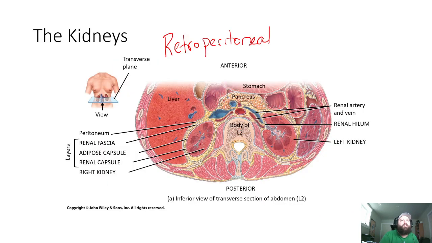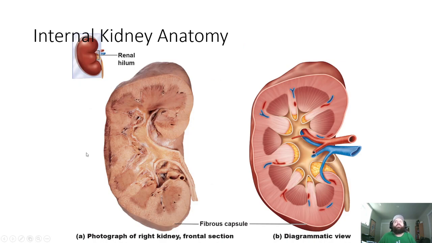And by the way, I should mention that collectively the renal fascia, the adipose capsule, and the renal capsule make up this structure called the fibrous capsule. And just to make sure we're clear on this, all that other stuff we were talking about, the renal capsule, the adipose capsule, the renal fascia, etc., are on the surface of the kidney, not on the inside of the kidney.